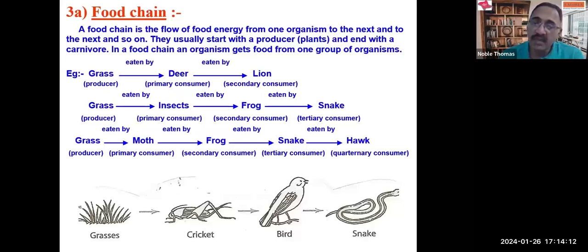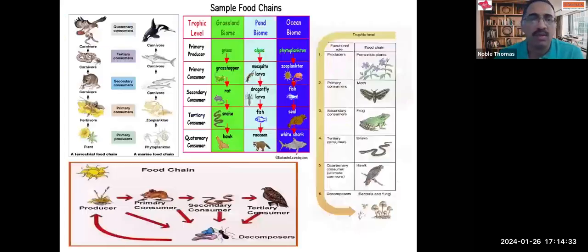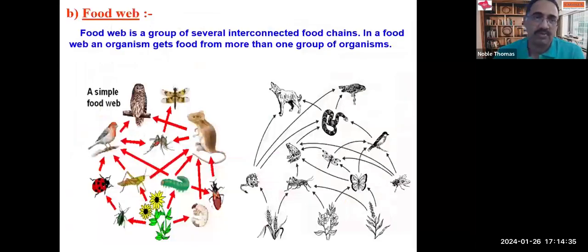Then within an ecosystem, there is a flow of energy, and that flow of energy can be represented as a food chain. Most of the food chains are about 5 or a maximum of 6 levels, which are called the trophic levels. Not longer than that. The reason being, there is a law called the 10 percent law.